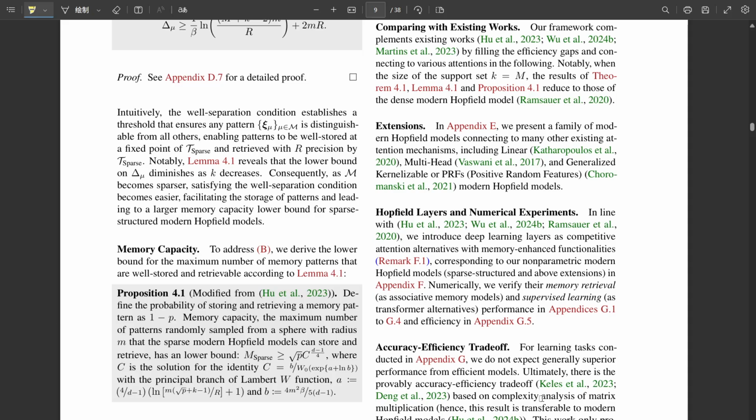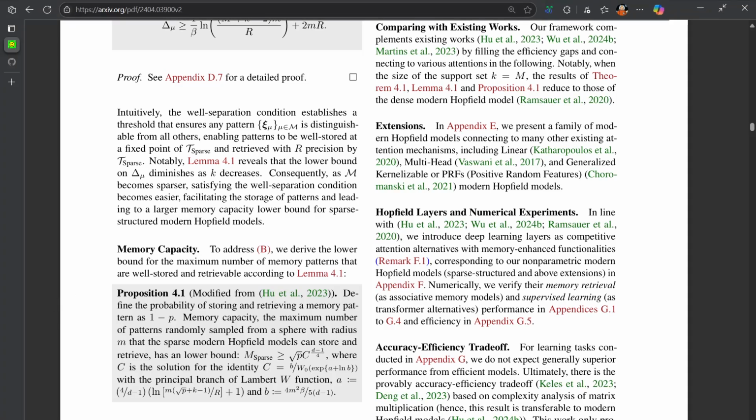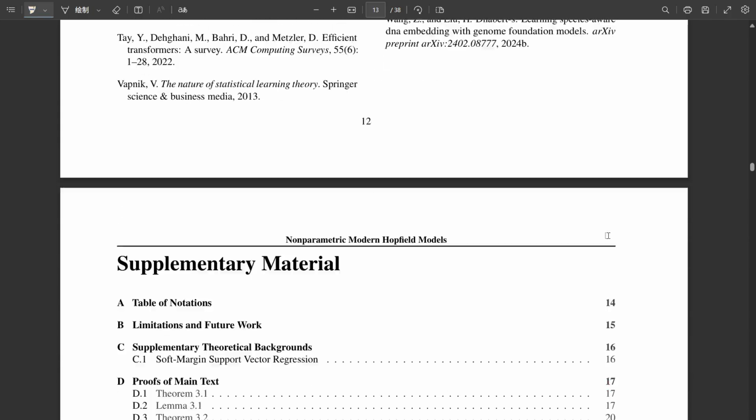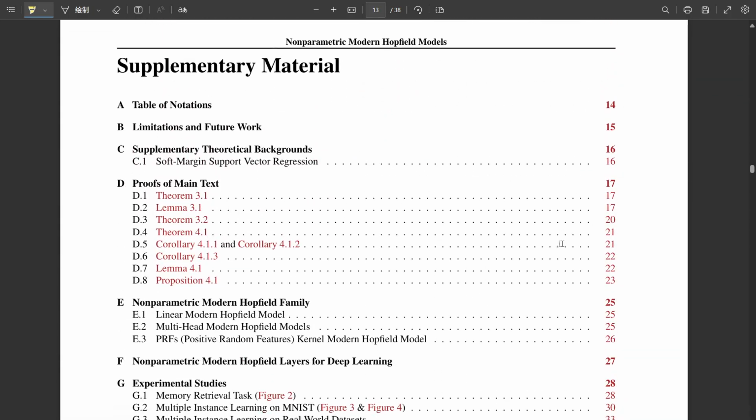Exactly. And they demonstrate theoretically that sparsity using a smaller k actually makes this well-separation condition easier to satisfy. How? Because you only need the memories within the sparse subset K to be well separated from each other, rather than requiring all M memories across the entire set to be distinct from every other one. Precisely. You've relaxed the constraint. It only needs to hold locally within the active subset. And this implies, as they note in Remark 4.4, that the sparse models can potentially store an even larger number of patterns than the dense models, while still maintaining that desirable exponential scaling property of capacity.